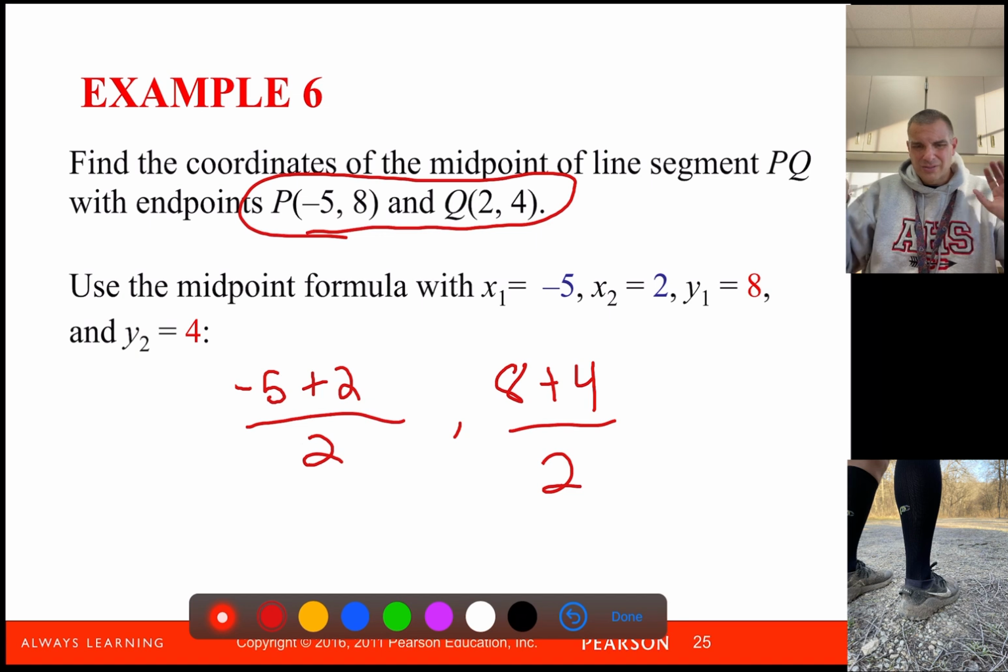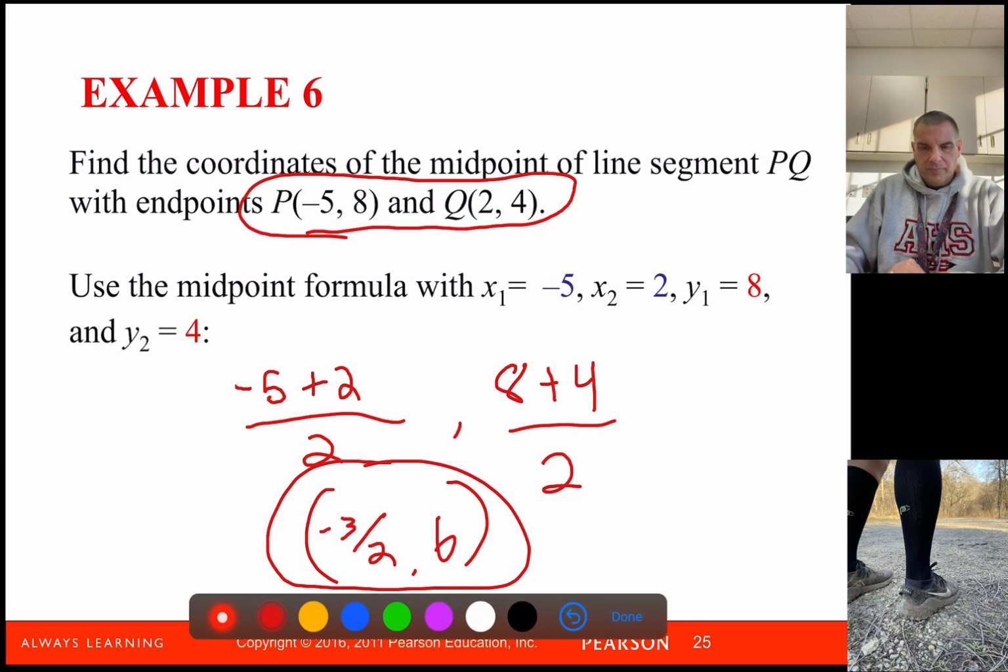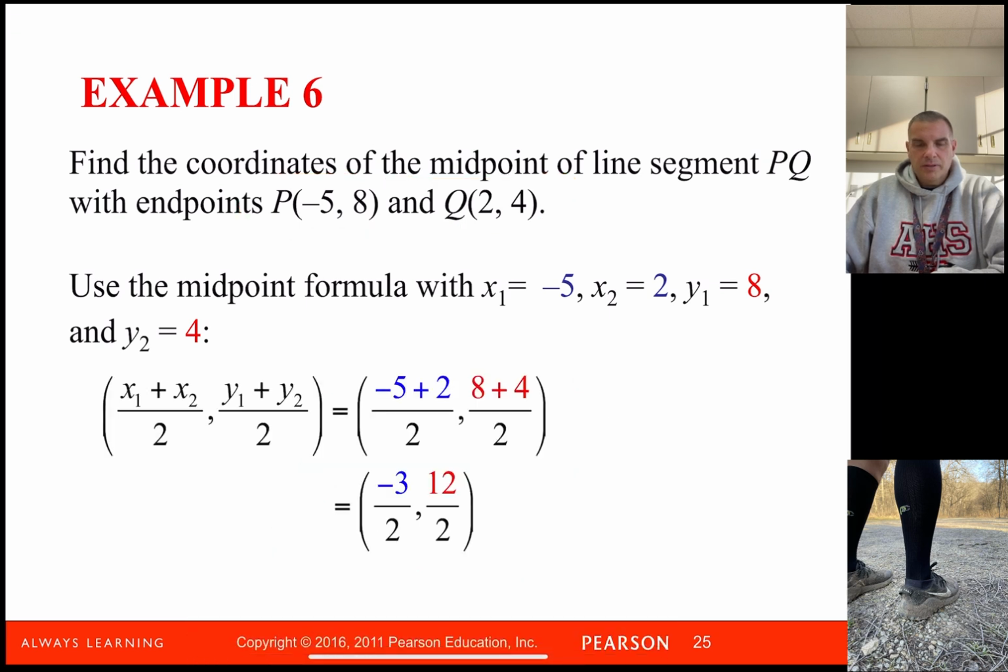You guys have done this stuff before. So you get -3/2, and what is that? 12 divided by 2, 6. So there's the midpoint of those two. Add them up, divide by 2. It's average. That's all midpoint is. It's just the average. You've done these before.